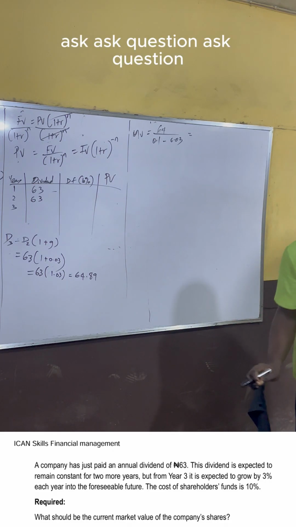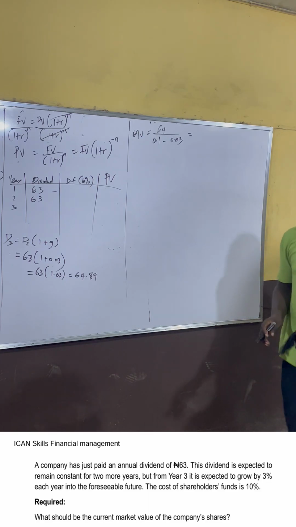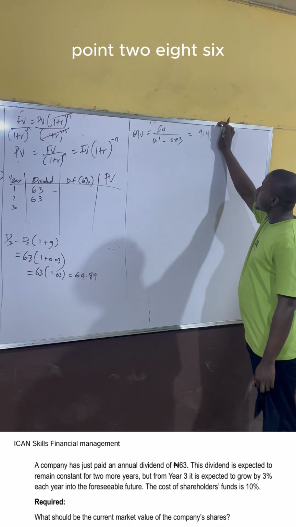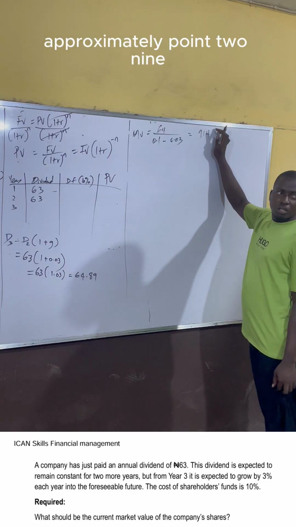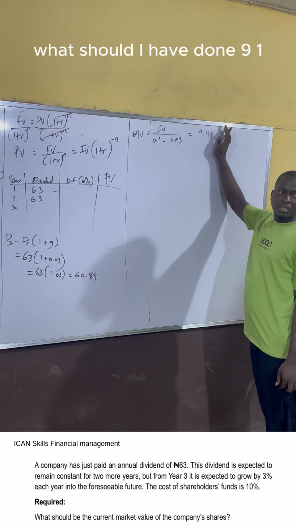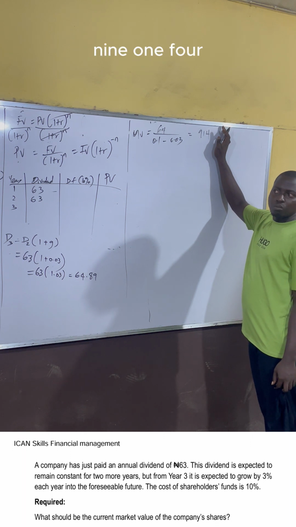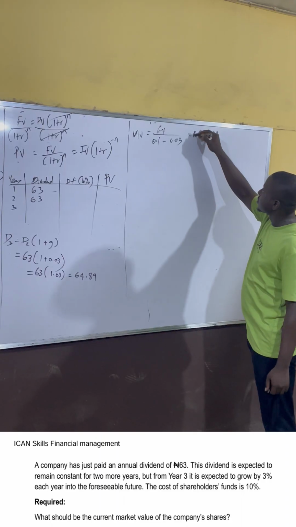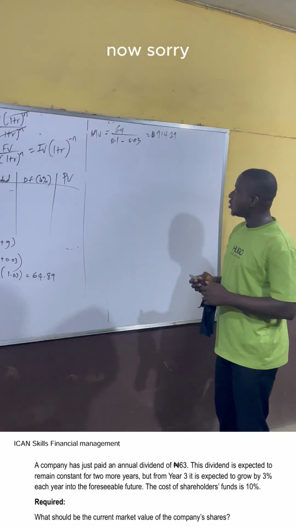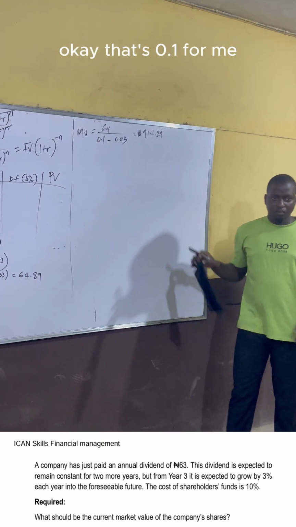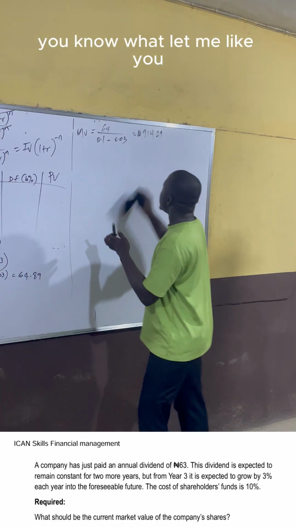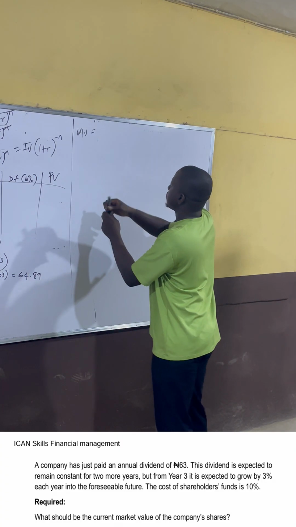It was to be like 914.286 approximately. What should I put in? 914.29. 914.2857143. Let's just leave it like this. That's 0.1, 10%. Okay, let me write this. RE minus G.